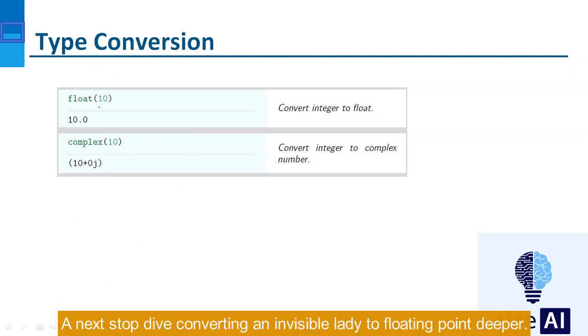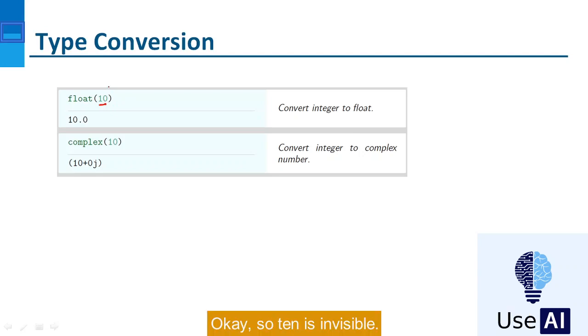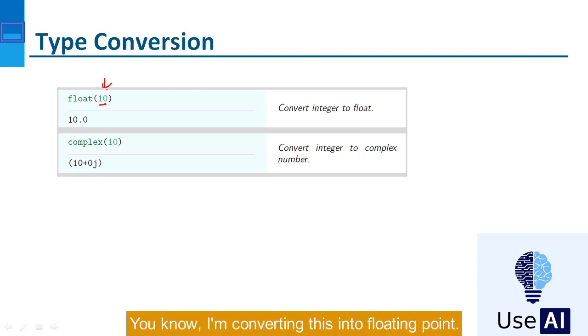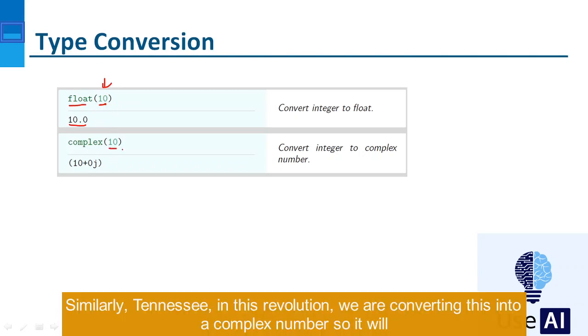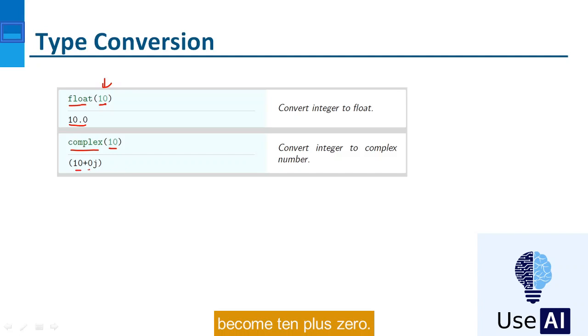And next, type converting an integer value into floating point type. Okay, so 10 is the integer value. Now I am converting this into floating point type. The result will be 10.0. Similarly, 10 is the integer value and we are converting this into a complex number. So it will become 10 plus 0j.